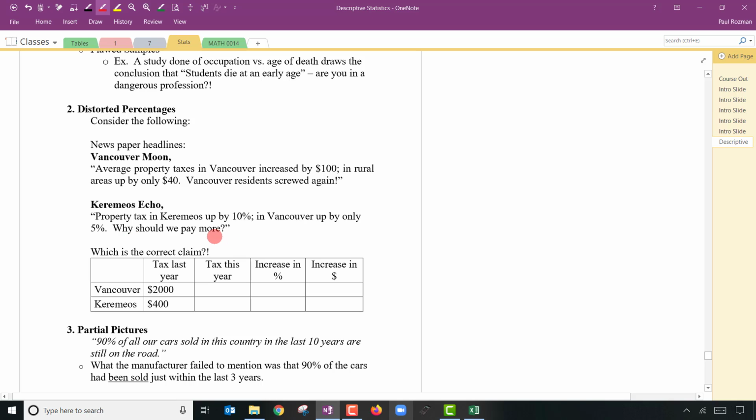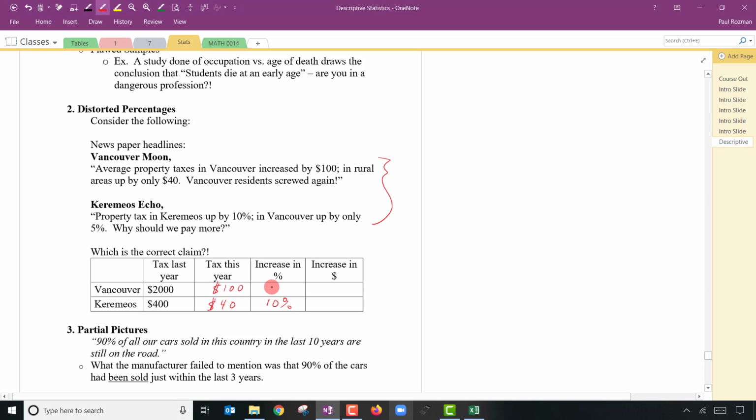So this was the same day. Completely different headlines. And they're both actually right. If you have property tax of 10% in Keremeos, then their tax went up by $40. If your taxes go up by 5% in Vancouver, well, your taxes have gone up by $100. So it's actually right.